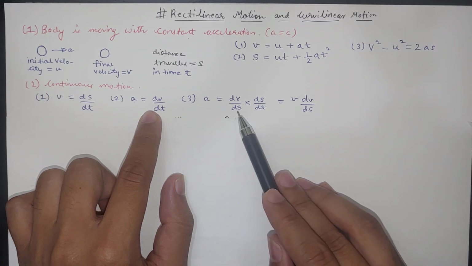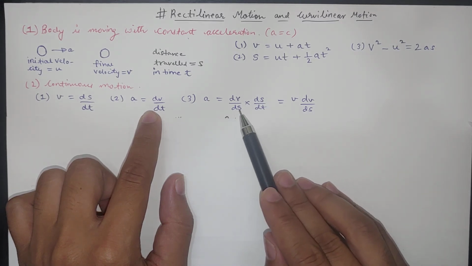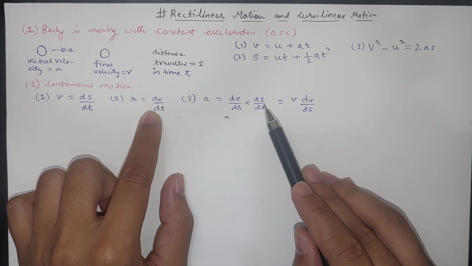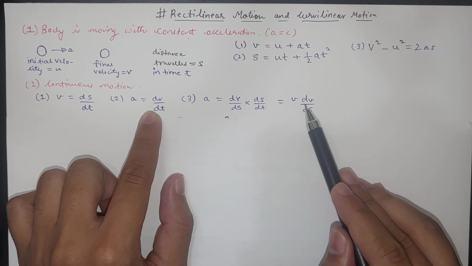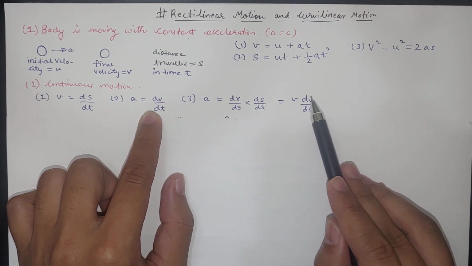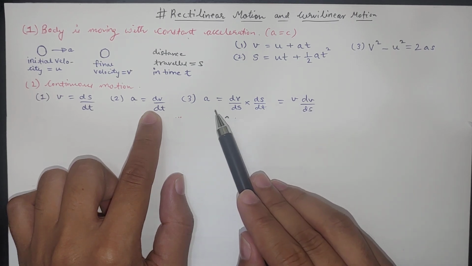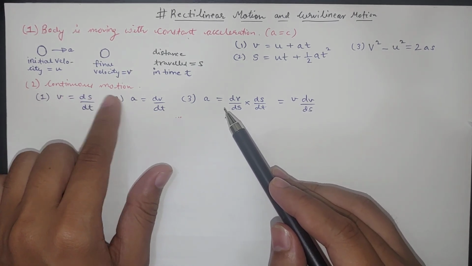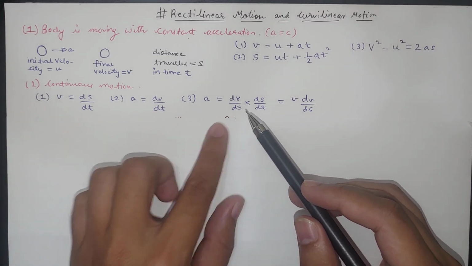And the third equation we can derive from these two is, if we multiply dv by dt with ds on the denominator and numerator both, then this ds by dt will be equal to v, so v into dv by ds. So if velocity is a function of distance, then we can use this equation for calculating acceleration.